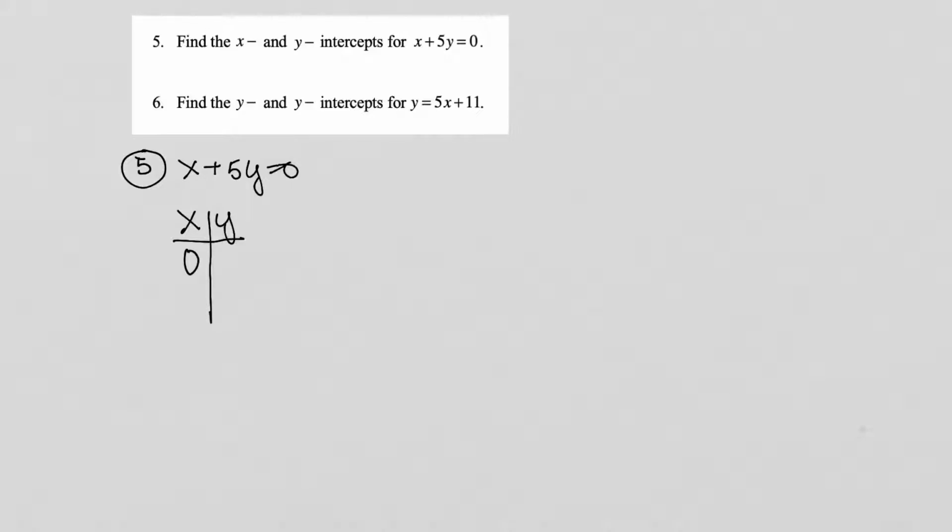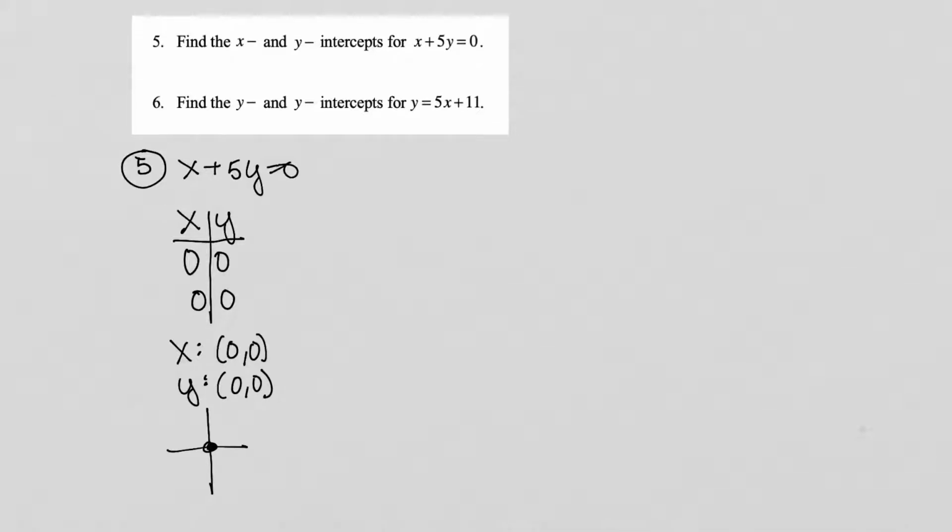So if we choose 0 for x, put 0 in here, what do you get? 5 times 0 is 0. So y is 0. Well, then it makes no sense to do this, right? Because if that's 0, this is 0. So what's the x-intercept and the y-intercept? The x-intercept is 0, 0, as well as the y-intercept. So this line, if we were to graph it, goes right through the origin.